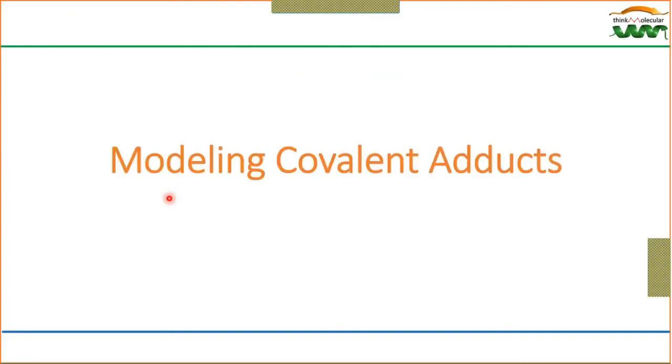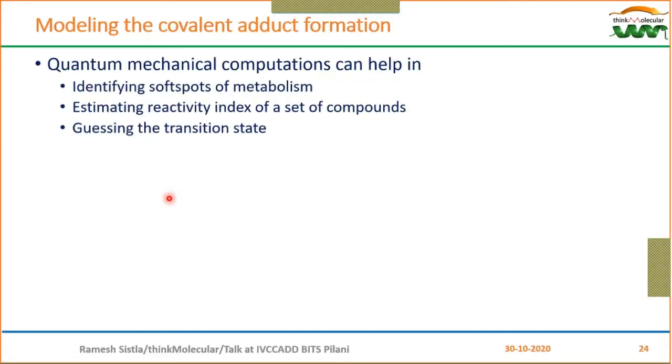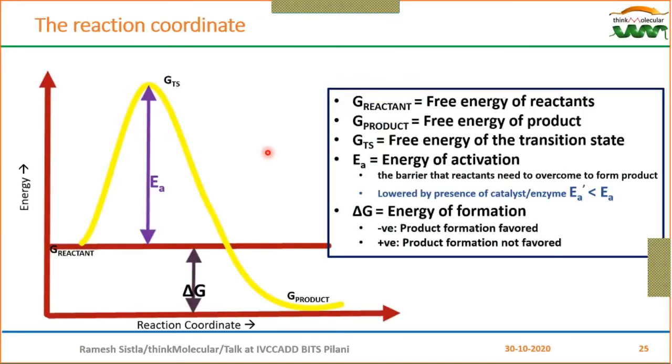So let's actually move to the modeling of covalent adducts. Okay, how quantum mechanical computations can help in this covalent adduct formation. They can actually help you in identifying soft spots of metabolism. They can estimate the reactivity index of a set of compounds, if those compounds are highly reactive, or they can also help you in guessing transition states, of which the third one is actually hard to do, because they still say that transition state finding is actually more of an art than science.